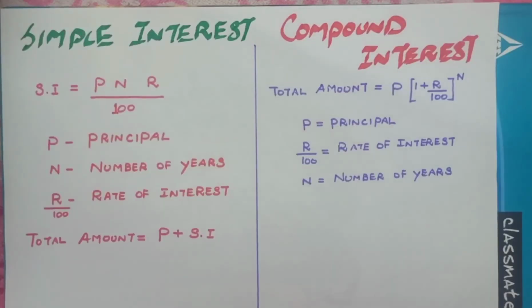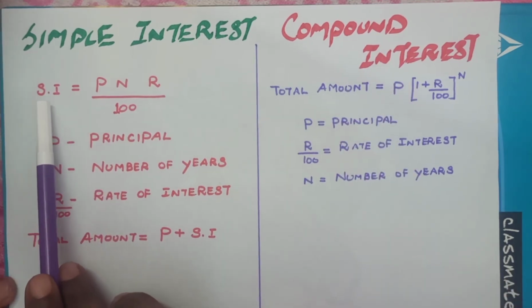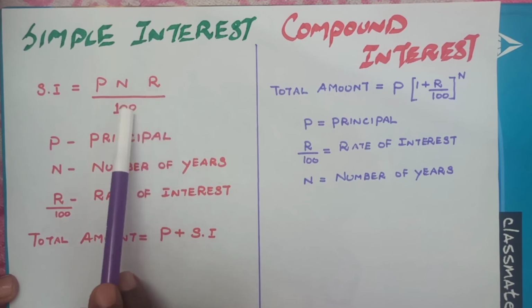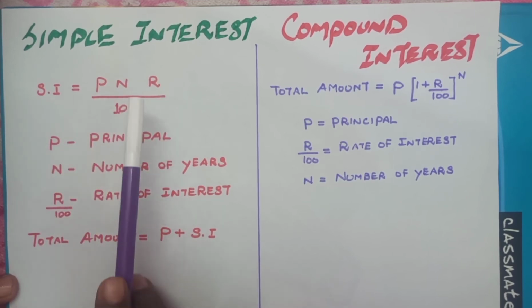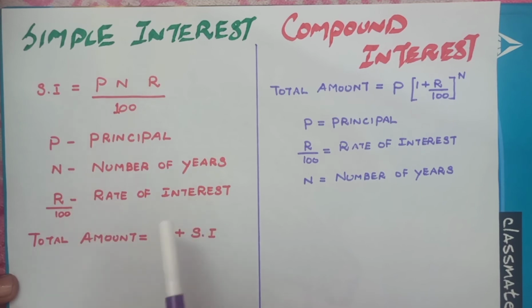And let me go now. Formula for simple interest and compound interest. Here simple interest equal to PNR divided by 100. P represents principal, N represents number of years, R represents rate of interest, and total amount. Total amount means your entire amount after your maturity period. That is your initial investment, that is a principal, plus interest amount. Here simple interest here.